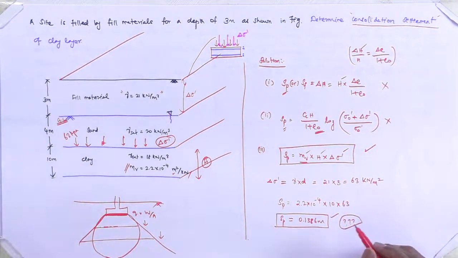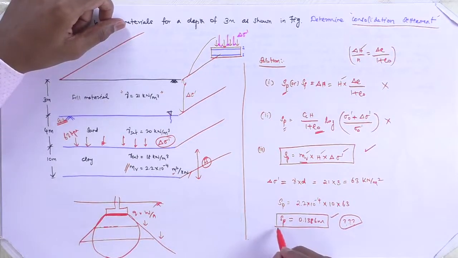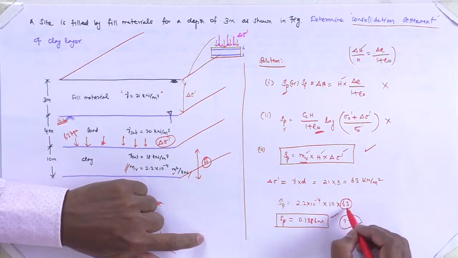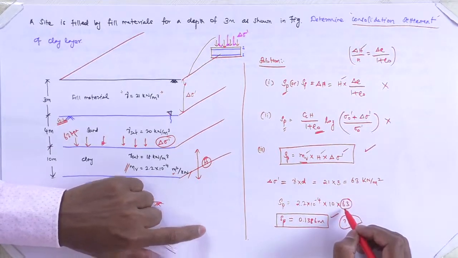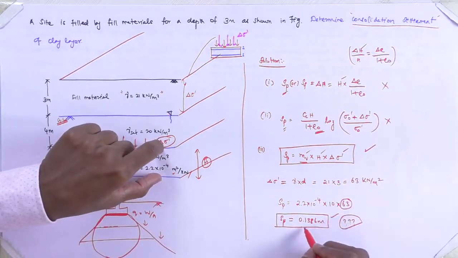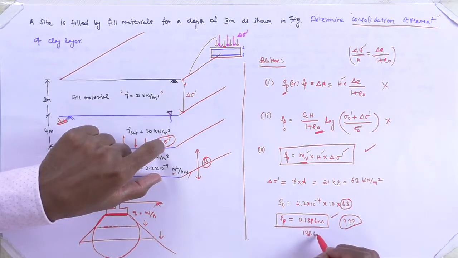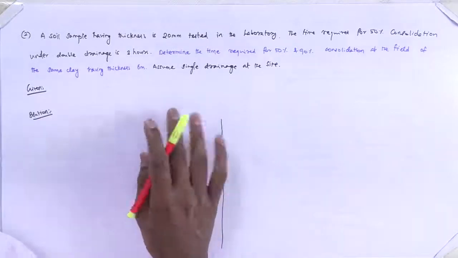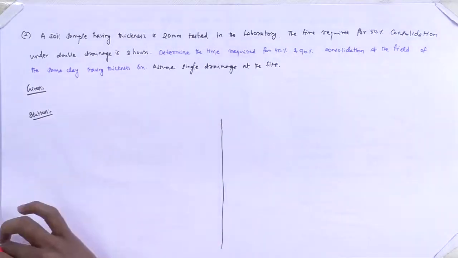So it is a primary consolidation settlement. If you add 63 kPa of consolidation pressure over the clay layer, finally it will settle for 138.6 mm. It is a next level problem. So read the question clearly.